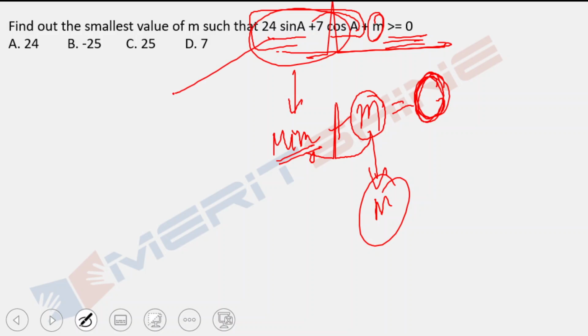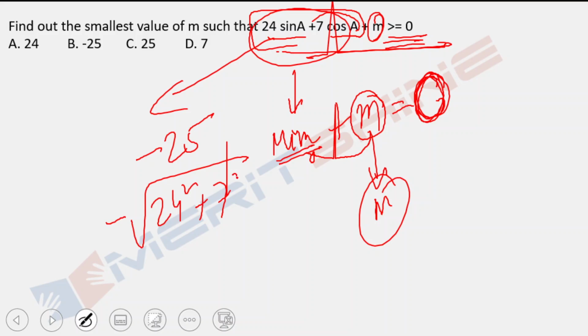Okay. Now what is the minimum value of 24 sin A plus 7 cos A? If you have identified that this is a Pythagorean triplet, remember 7, 24, 25, then you can very finely say that the minimum would be minus 25. If you haven't, then just do minus root over 24 square plus 7 square. 24 square plus 7 square, if you do, you would get 25, whose root is 25. Okay, so you get minus 25. So you have the minimum value as minus 25.